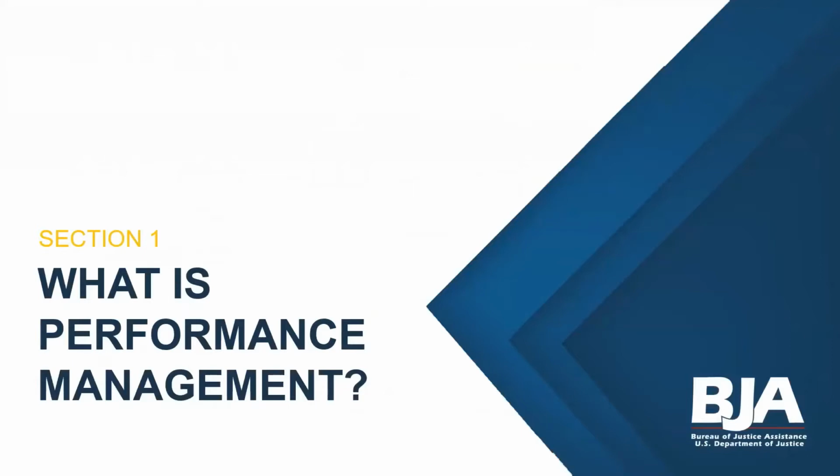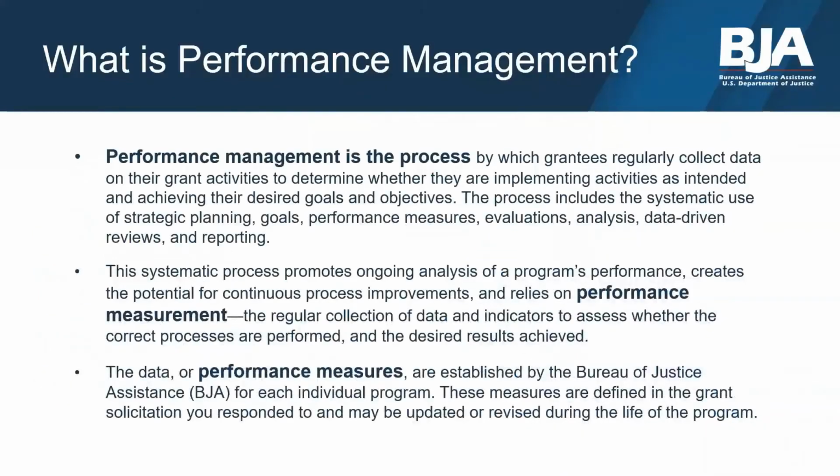In this first section, we will discuss performance management as it relates to BJA grantees. Performance management is the process by which grantees regularly collect data on their grant activities to determine whether they are implementing activities as intended and achieving their desired goals and objectives. We will provide an overview of the process today that includes steps such as setting goals, using performance measures to track progress, and reporting on your program's growth.